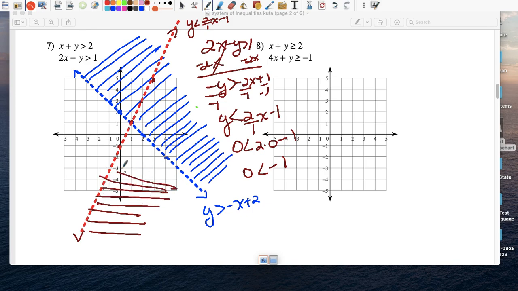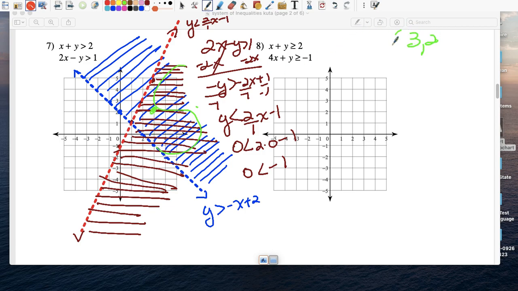Sorry, it should be more perpendicular. But I can't. So you'll notice the point of intersection, where the blue and the red meet. So my solution is this whole area here. Okay, that's my solution. Let's pick an easy point. I'm going to pick the point, I don't know, 3, 2. This point right here, 3, 2, which is in the shaded area of blue and red.